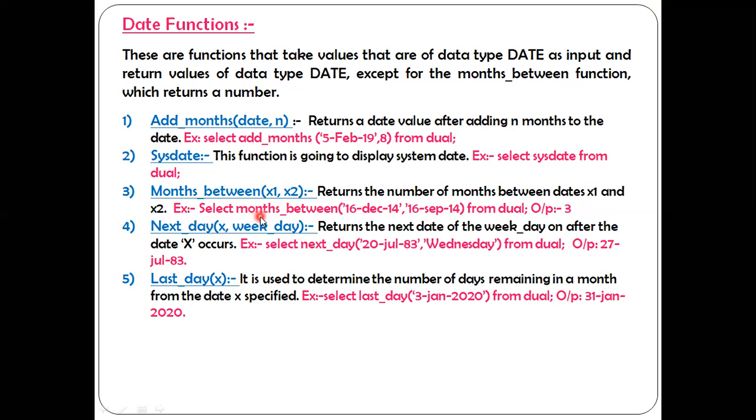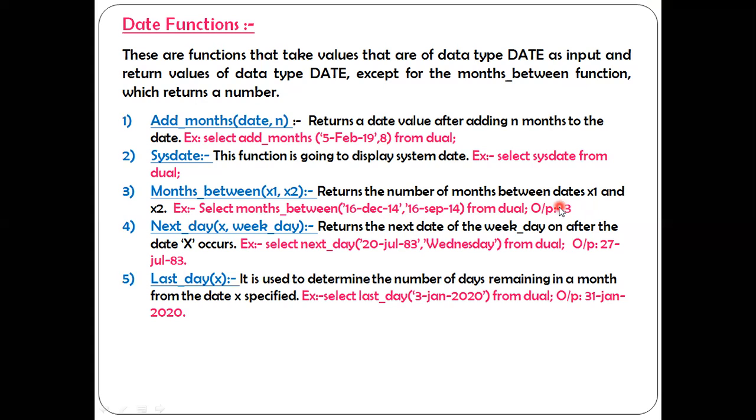Select MONTHS_BETWEEN. I have given the date within single quotation as '16th December 2014', this is the x1, comma, and '16th September 2014' from dual. I am going to get the answer as, see, December means 12, September means 9, right? 12 minus 9 is 3, right? That is what I got the answer as 3.